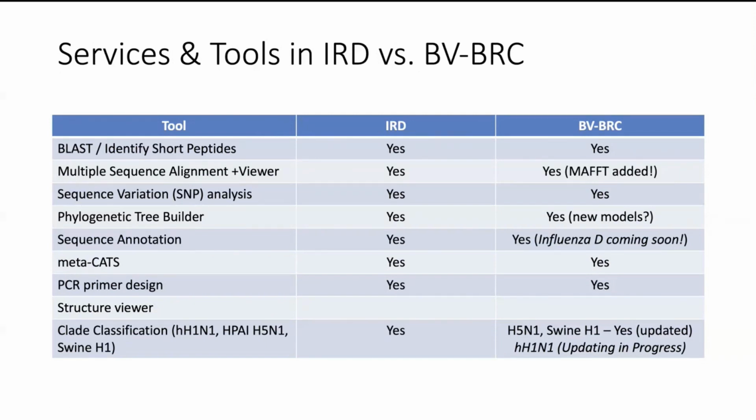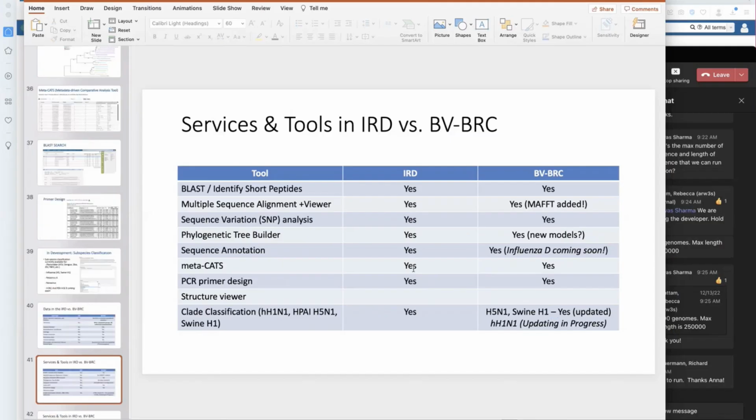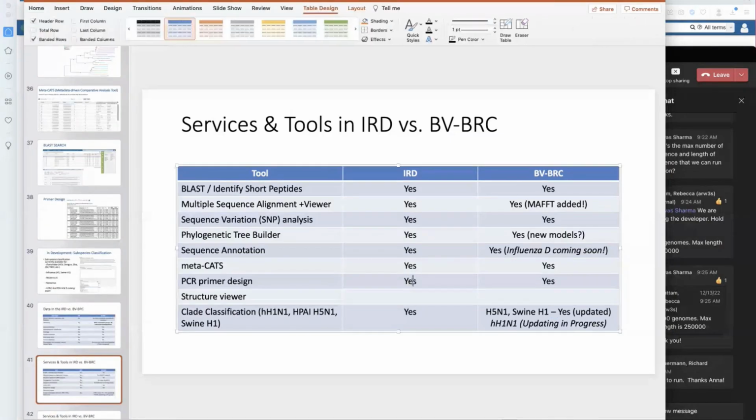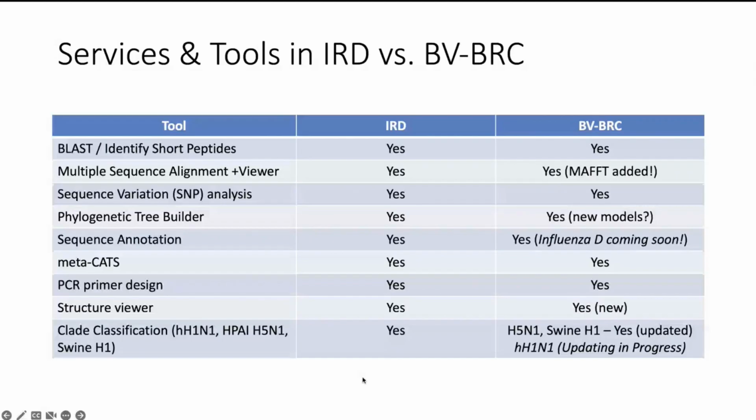Services and tools. So while there are some things that are still not quite there yet, most of the functionality that was available in IRD is there. So BLAST is there. Multiple sequence alignment in Viewer is there, with the added ability to make multiple sequence alignments using MAFFT. SNP analysis is the same.